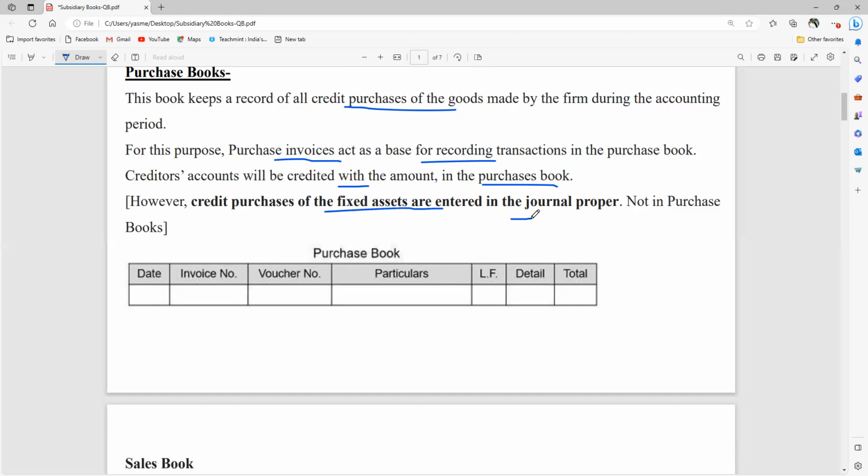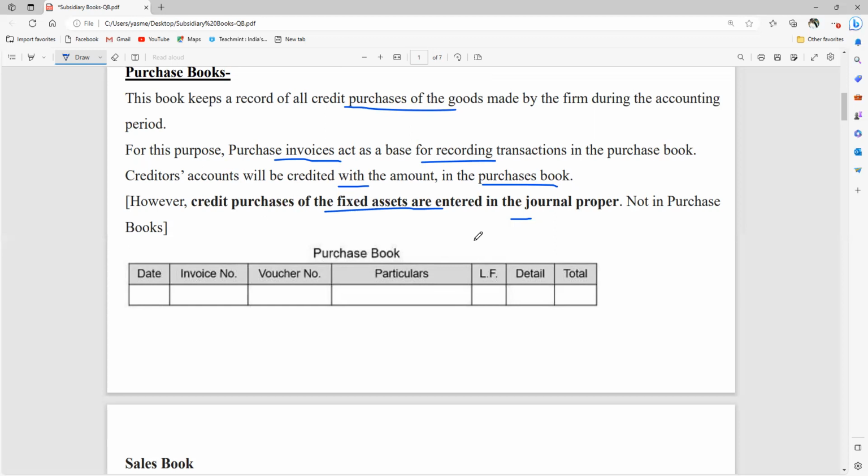So there is no need to record the transaction in this purchase book. That transaction should be recorded in a cash book because we have purchased the goods from Nitin on cash. So that transaction should be recorded in a cash book.